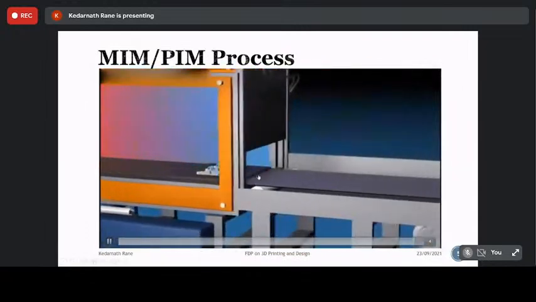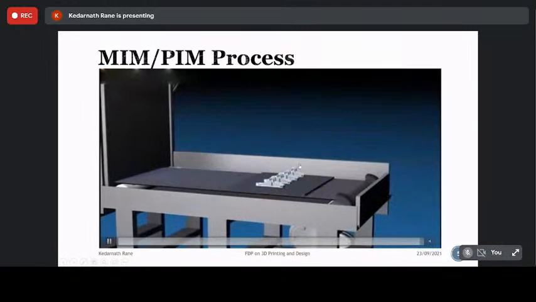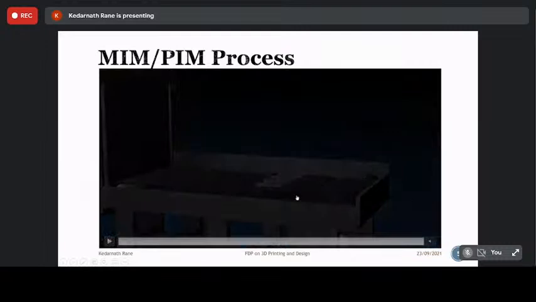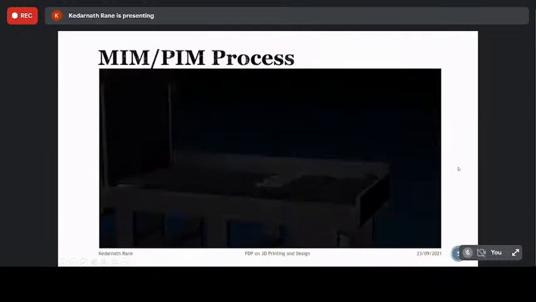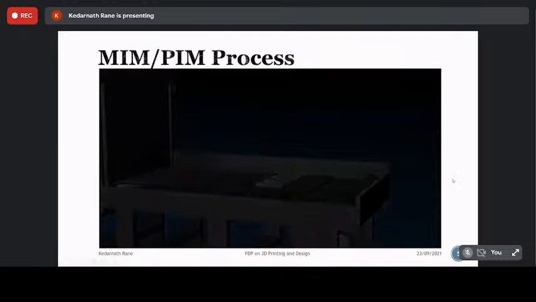So here we are going to take the part out, and it is getting cooled. If post-processing is required, you can do post-processing, or you can use the part as it is for our needs. This is about the process steps and a brief animation for your introduction.